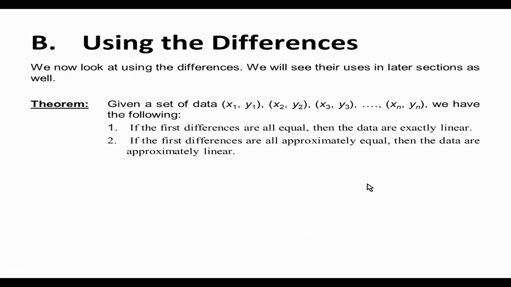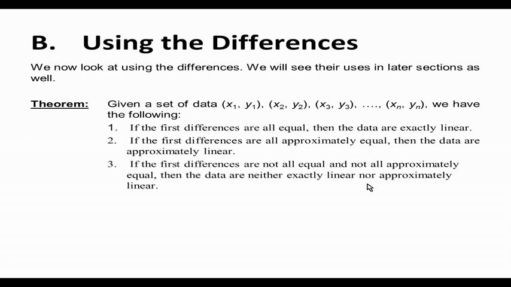Number two, if the first differences are all approximately equal, then the data are approximately linear. Number three, if the first differences are not all equal and not all approximately equal, then the data are neither exactly linear nor approximately linear. So this is actually an algebraic way to determine whether you have exactly linear, approximately linear, or neither one, given the data values. You don't need to plot them.